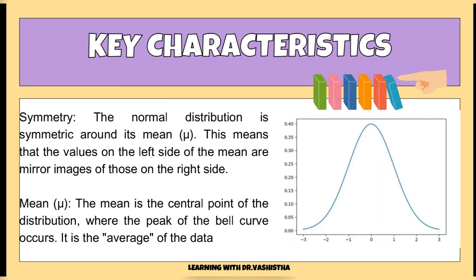Now, what are the chief characteristics of this distribution? The very first is the symmetry. As you can see in the figure, there is a kind of symmetry because this distribution is symmetrical around its mean, which is mu. This means that the values on the left side of the mean are the mirror image of those on the right side. Here in the figure, you can see the point 0 is the point of the mean where it's taking its peak. That means the values are mostly centered around this point. Mean, which is represented as mu, is the central point, like I said, at point 0 in the figure, and it is at the peak, and that's why it takes this bell curve shape. It is the average of the data.